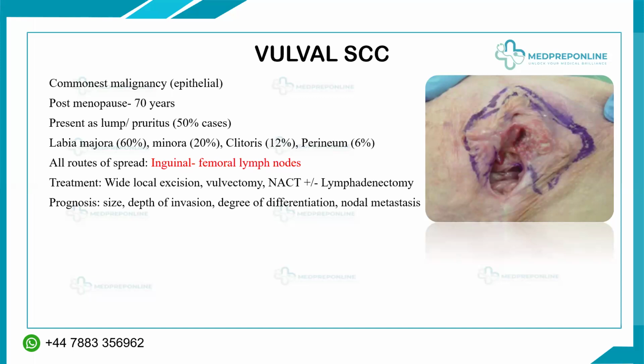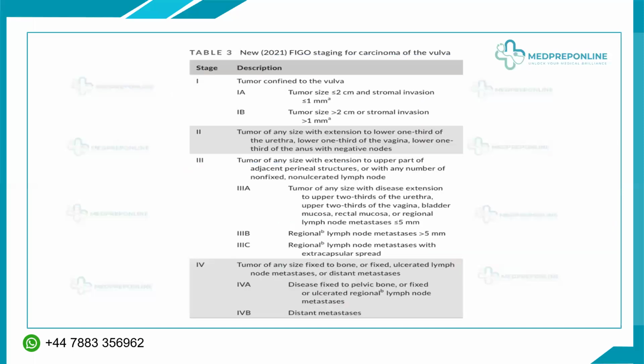Now, the prognosis, as we saw, is dependent upon the size of the tumor, the depth of invasion of the epithelia and the stroma, the degree of differentiation, whether well differentiated or poorly differentiated, and the nodal metastasis. Now, coming to the FIGO staging of carcinoma of the vulva. This is very short and concise.